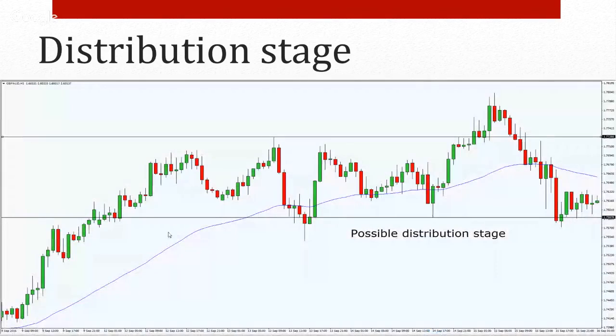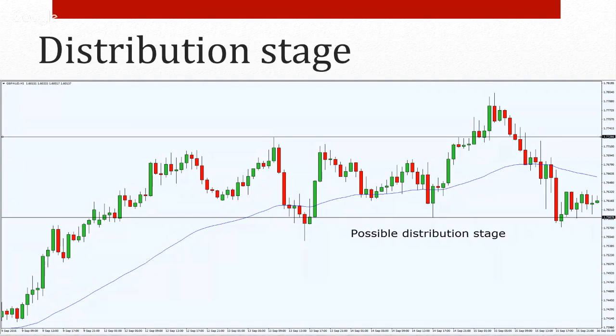So it looks something like this. You have an existing uptrend, and the market goes into a range. And if you look at the 50 period moving average, it's starting to flatten out, starting to point lower. So this is a potential distribution stage. And likewise, similar to the accumulation stage, you have no idea whether the market will break lower or break higher.